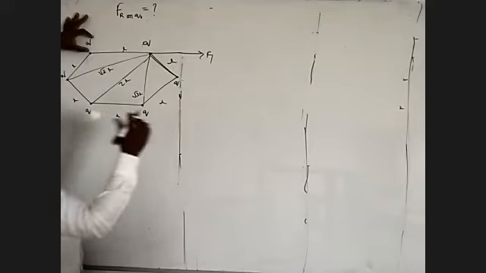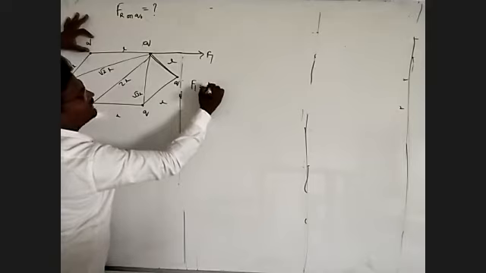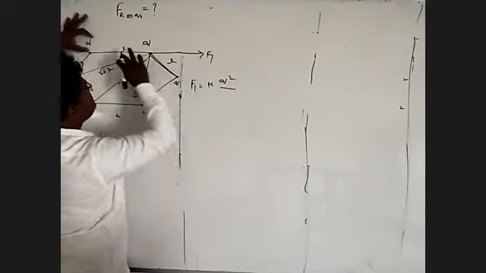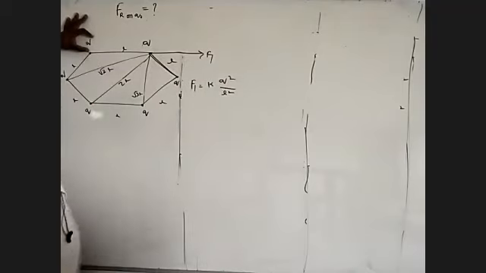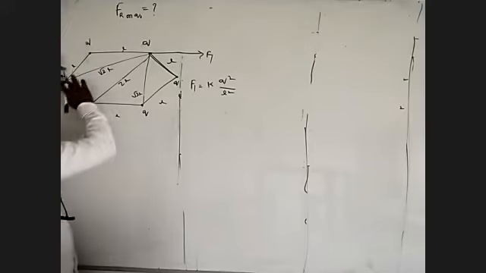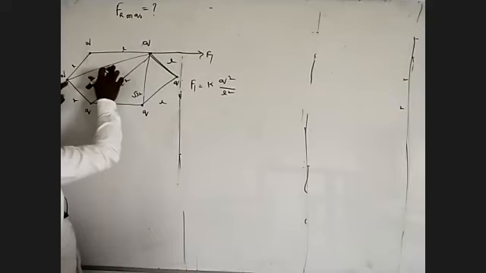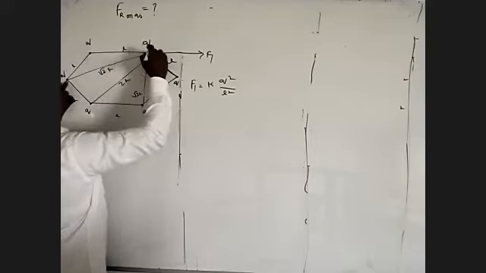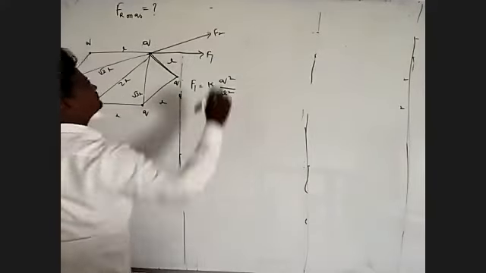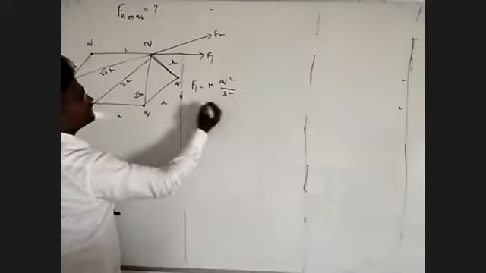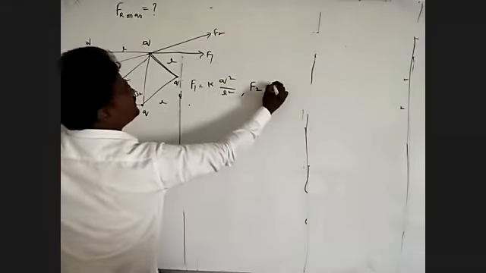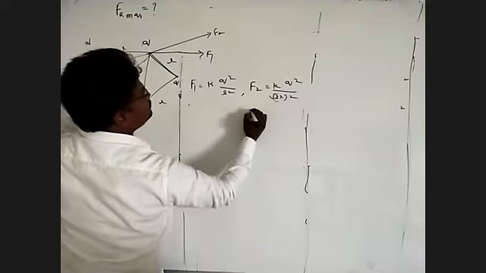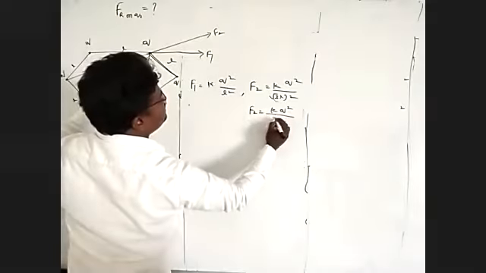Apply Coulomb's inverse square law. F1 is equal to K into Q into Q, that is Q squared, by distance L squared. Now next, this is a Q and this is a Q, and the distance between the two charges is root 3 L. This positive charge will repel this positive charge in this direction. That is the F2 force. F2 is equal to K Q squared by root 3 L whole squared, so F2 is equal to K Q squared by 3 L squared.